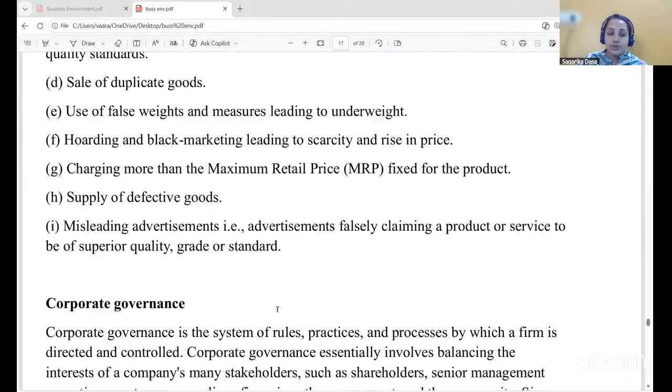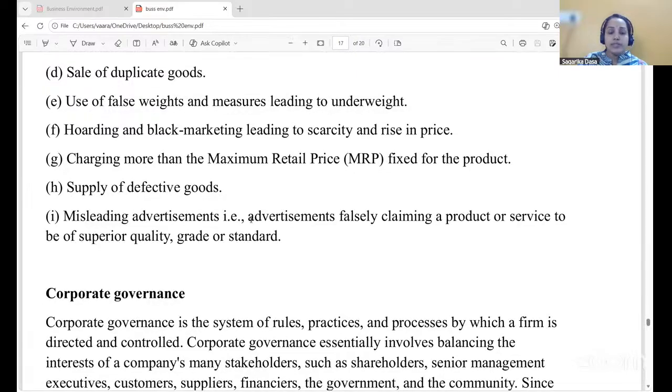Supply of defective goods, misleading advertisements, that is advertisements falsely claiming a product or service to be of superior quality, grade or standard. Say for example, on the product it is mentioned that it is an organic product, but when you see the ingredients, there are certain chemicals included in that product which are not organic at all. So that leads to a misleading advertisement. So all these are some of the reasons of cheating the consumer.